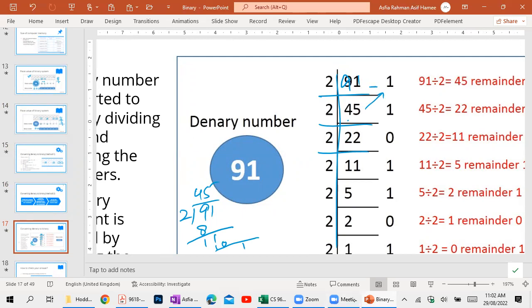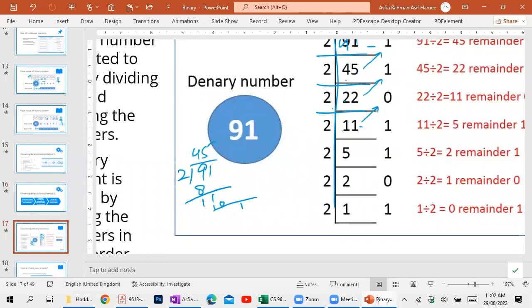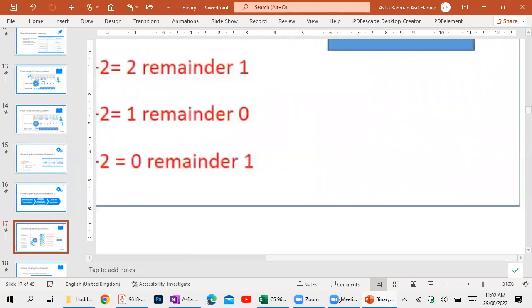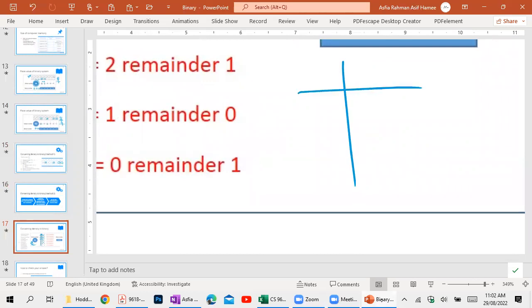Again 22, remainder is 1. We write it over here. 11, the remainder is 0. 11 multiplied by 2 is 22. 11 divided by 2 is 5, remainder 1. Let's do it over separately. 91.